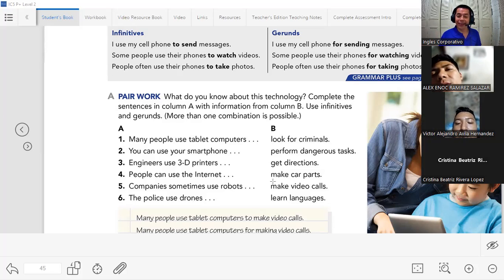For make video calls. Making car parts. Excellent, very good. For making car parts, you see?